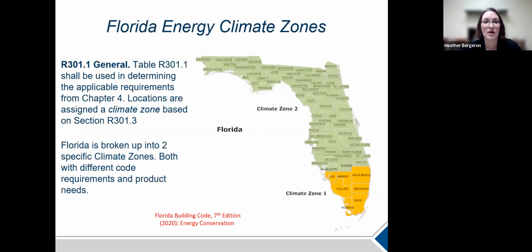Here's an example of the Florida Energy Climate Zones. Florida is broken up into 2 specific climate zones, both with different code requirements and product needs. If you're in the southern tip, towards Miami, you would be in climate zone 1. If you're up in the Panhandle, say in Destin, Florida, or if you're visiting Disney in Orlando, you would be in climate zone 2.